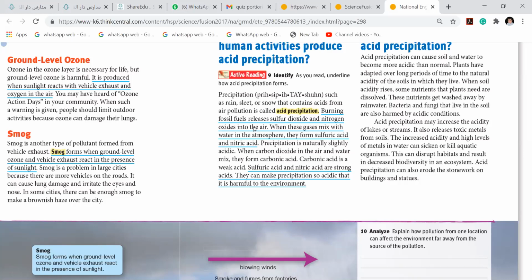Now these two acids, that is sulfuric and nitric, they're very strong acids, girls. Even last year I had told you this. These acids, if you put a drop on your cloth, will pierce it, maybe your skin also. It's so strong. Okay, when it falls as acid rain, it is mixed. It's not that pure, okay? They can make precipitation so acidic that it is harmful to the environment. Miral, please continue.